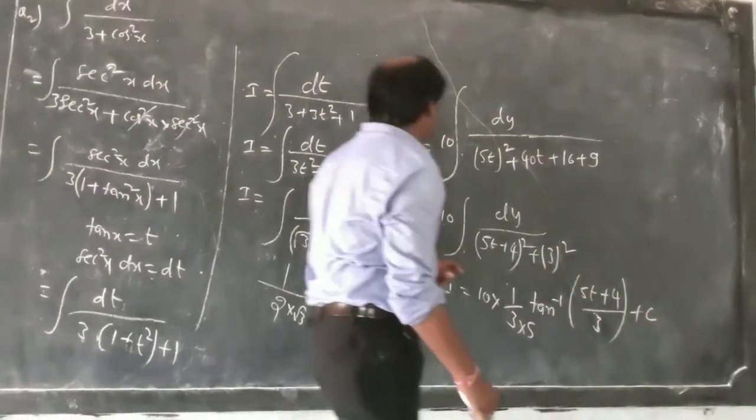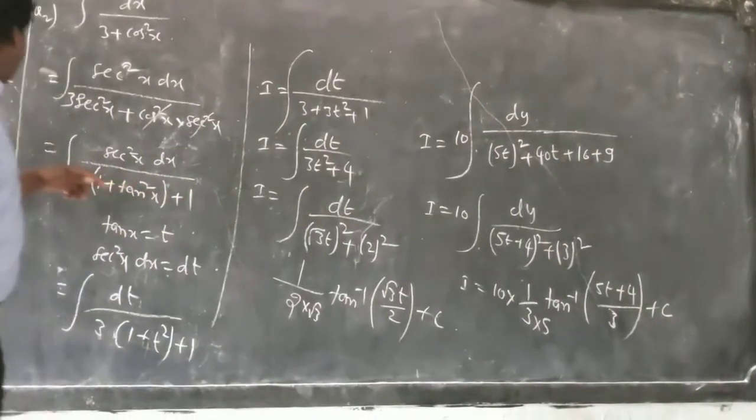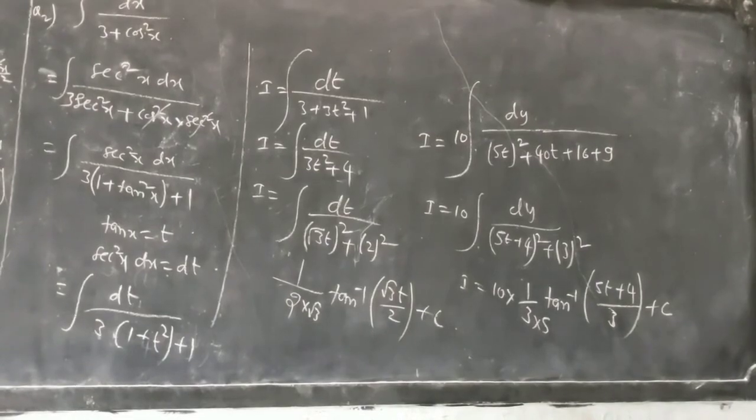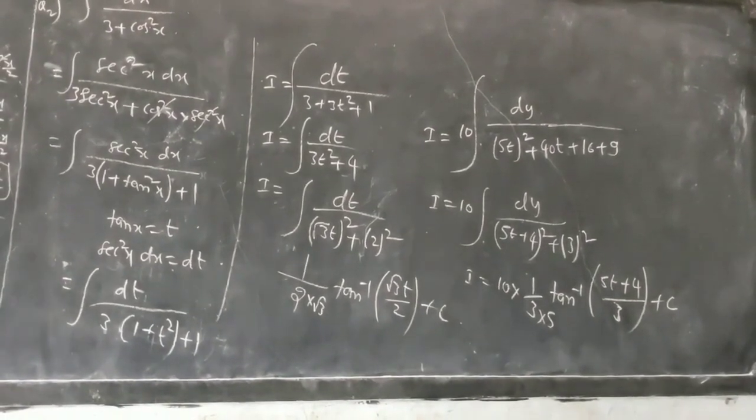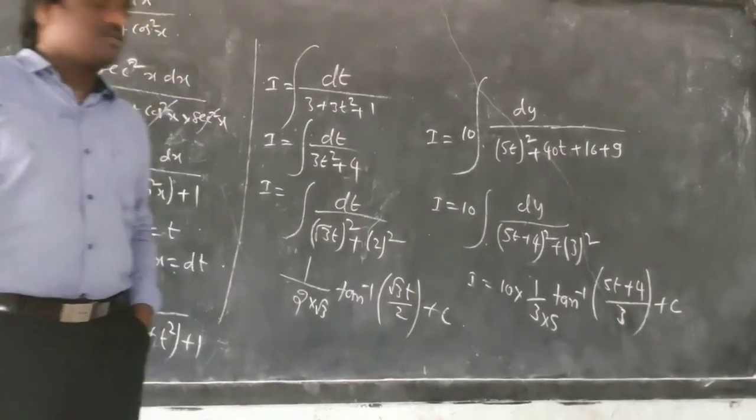What is t here? What did we assume? t is tan x by 2. So replace t with tan x by 2. This is your answer.